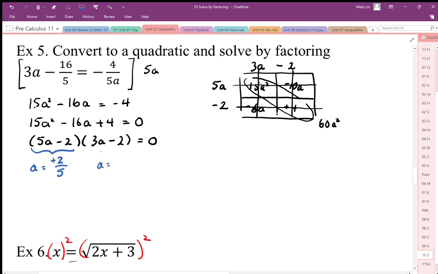For this bracket here, we're going to get a is going to be opposite sign, so negative, so it becomes positive 2. So the opposite of back, 2 divided by front, which is 3. So my two solutions for this are going to be 2/5 and 3/5.